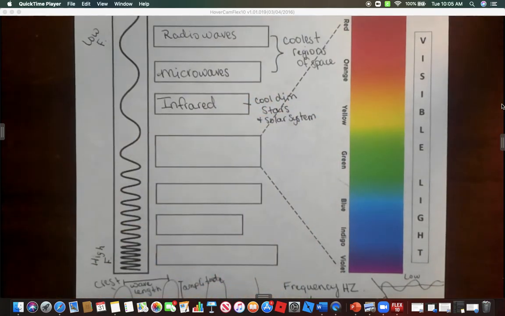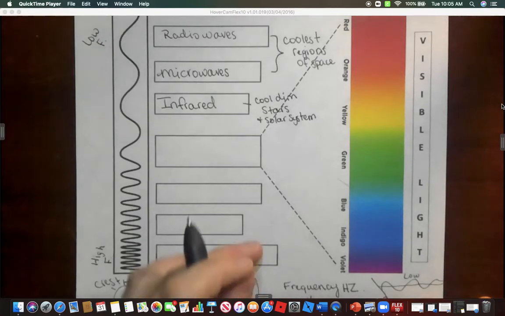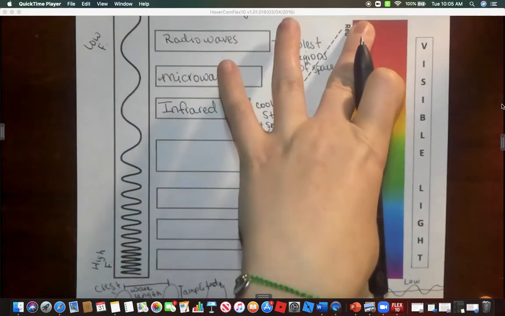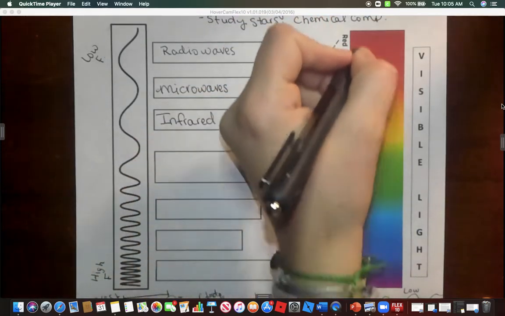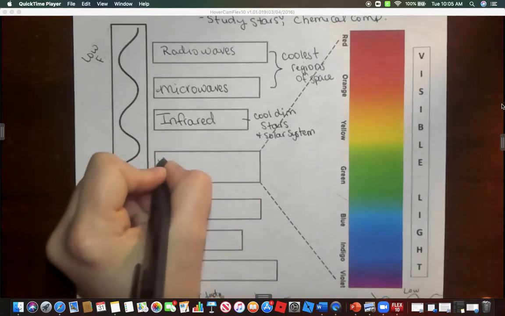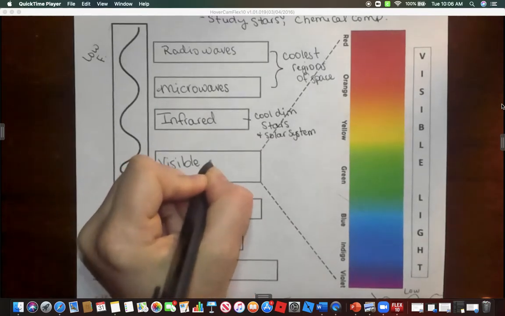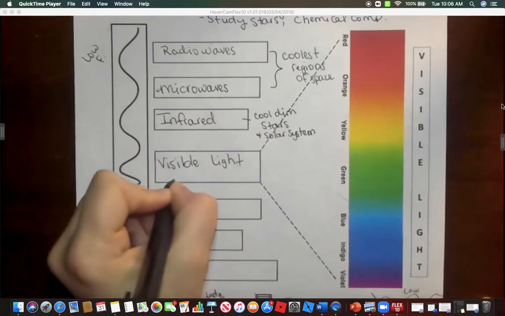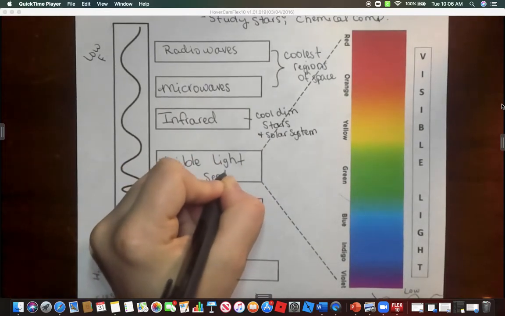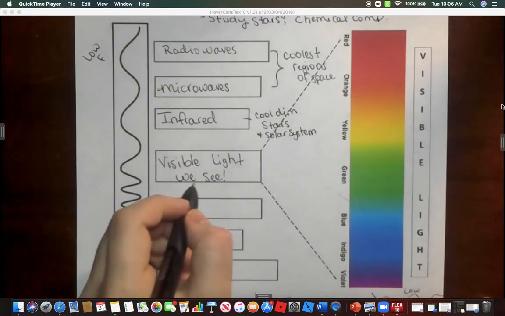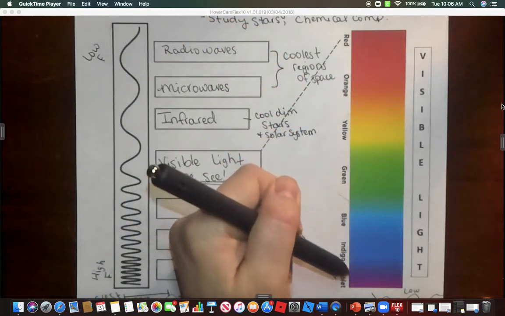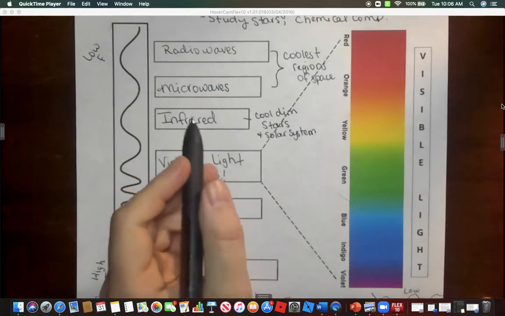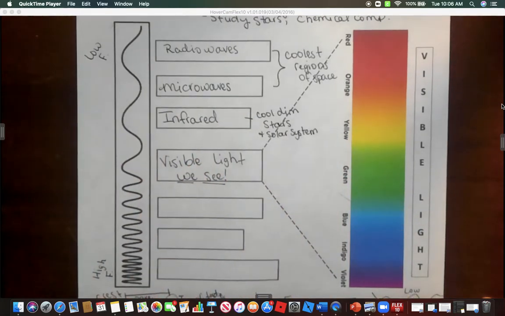Okay, so infrared. The next portion that we have is visible light. And visible light is made up of this spectrum here. So the dotted lines tell us that it's going to be basically our Roy G. Biv, right? Visible light is what we see. So this is the only portion of the spectrum that we can see visibly. And it's red, orange, yellow, green, blue, indigo, and violet. So this is literally the light that we see when we look at things.